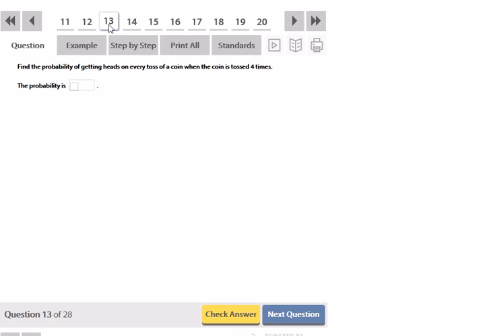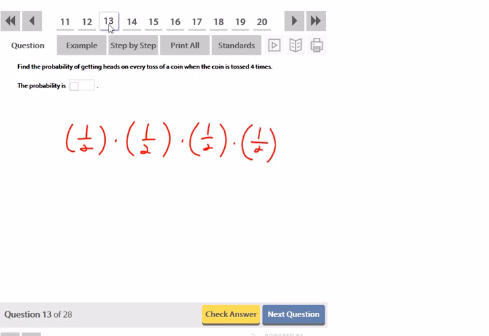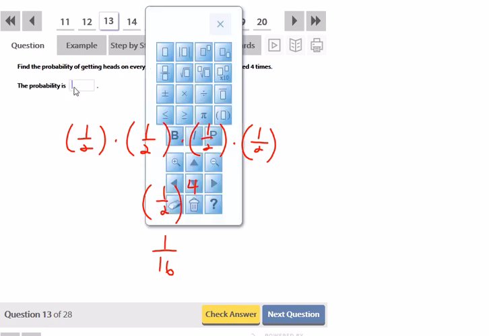Find the probability of getting heads on every toss of a coin when the coin is tossed 4 times. Okay, so since these are independent tosses, the probability of getting heads all 4 times is 1/2 on the first toss times 1/2 on the second toss times 1/2 on the third toss times 1/2 on the fourth toss, also known as 1/2 to the fourth power. This gives you 1 over 16. If you were to try this 16 different times, you should get all 4 heads one time, theoretically.